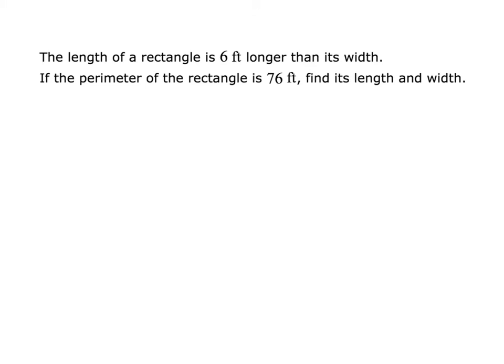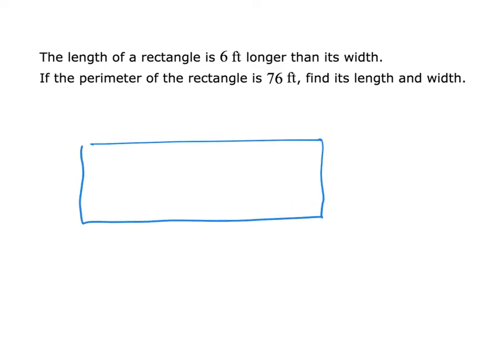Okay, the length of a rectangle is 6 feet longer than its width. If the perimeter of a rectangle is 76 feet, find its length and width. The first thing is draw a picture. Always start by drawing a picture, and it is of a rectangle, so I am going to draw a large rectangle, and I am going to label it length and width. Usually the longer side is length, and usually the smaller side is width, although it does not matter.